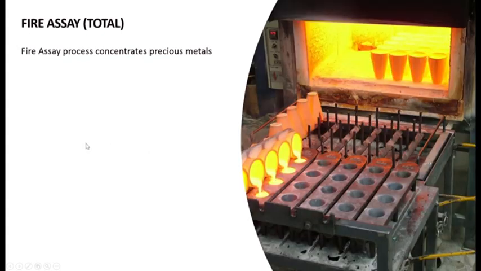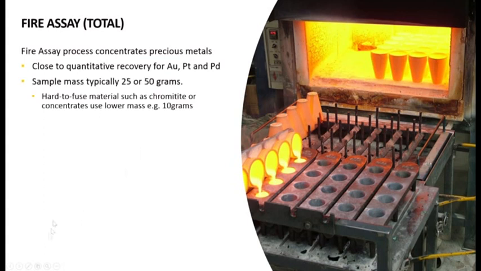Just an example of what fusion discs look like: a typical silicate, a 40 millimeter diameter piece of glass, and an iron-rich sample. Alrighty. Fire assay is a very robust process which concentrates precious metals, basically getting rid of everything in your sample that's not precious metals. And you get very close to quantitative recovery for gold, platinum, palladium in the traditional lead collection fire assay.